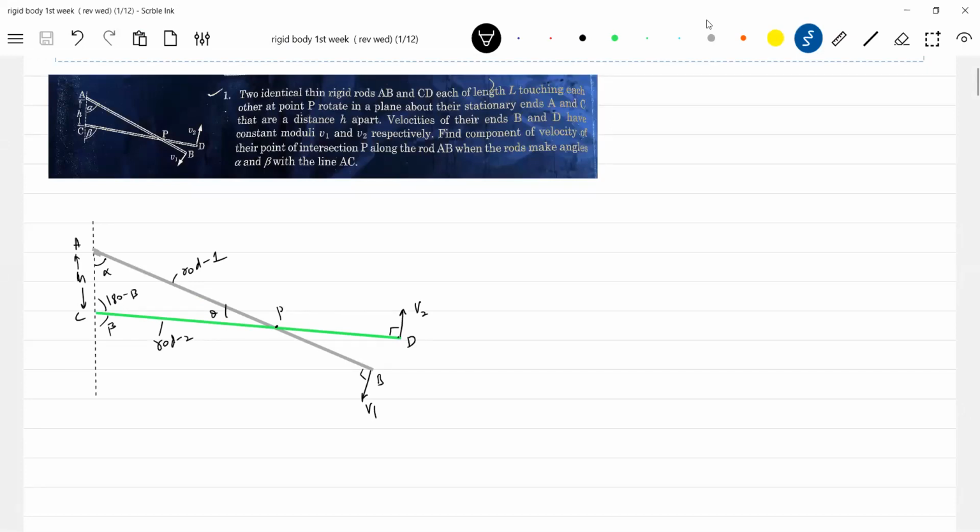Let me assume one thing: both the rods are of the same length. V1 equal to L omega 1, so this will be clockwise. I'll take this to be negative. V2 equal to L omega 2, anti-clockwise. Let this be positive. It's just a convention: the one which is upward will be negative, the one which is downward will be positive.